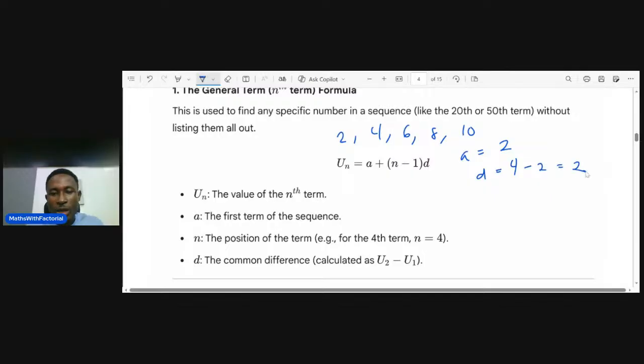2. So the formula says Un equals what? a. What is our a here? 2. Now we are using this formula. Plus, what is our n?